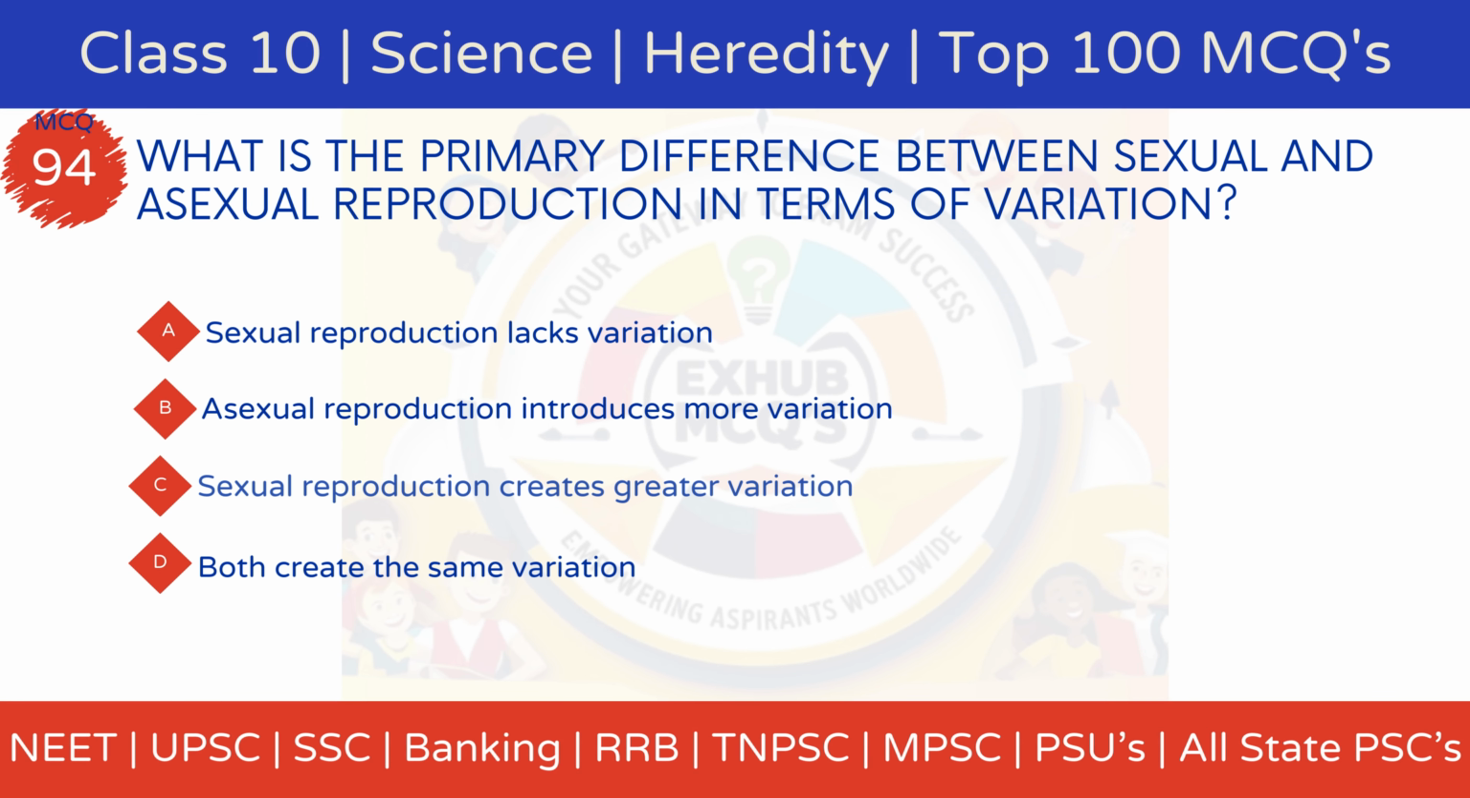MCQ 94. What is the primary difference between sexual and asexual reproduction in terms of variation? Option A, sexual reproduction lacks variation. Option B, asexual reproduction introduces more variation. Option C, sexual reproduction creates greater variation. Option D, both create the same variation.